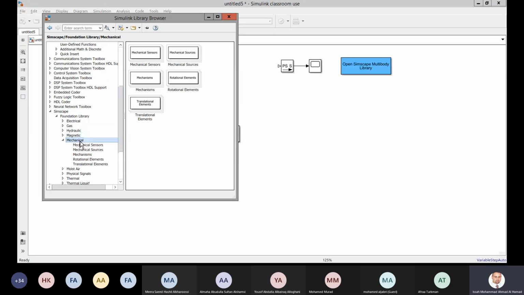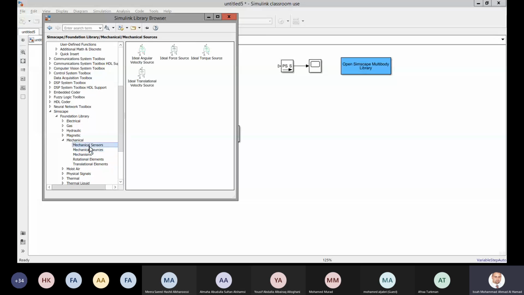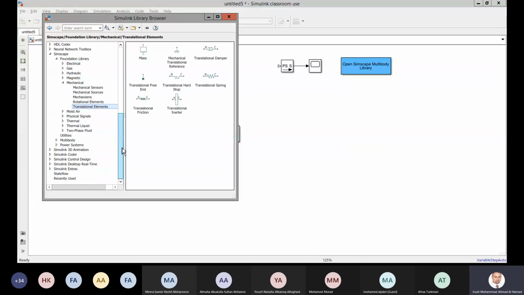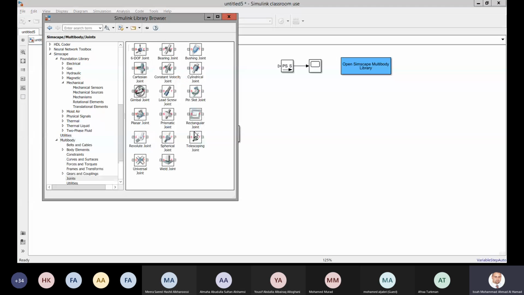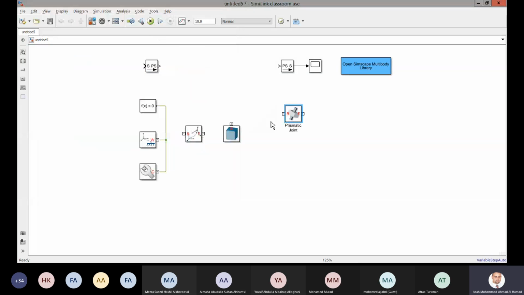Mechanism. I can't remember exactly where is the location. We will look for the spring. Joints. Yes, this is the spring. We can represent the spring by a prismatic joint. So we can add this one here.